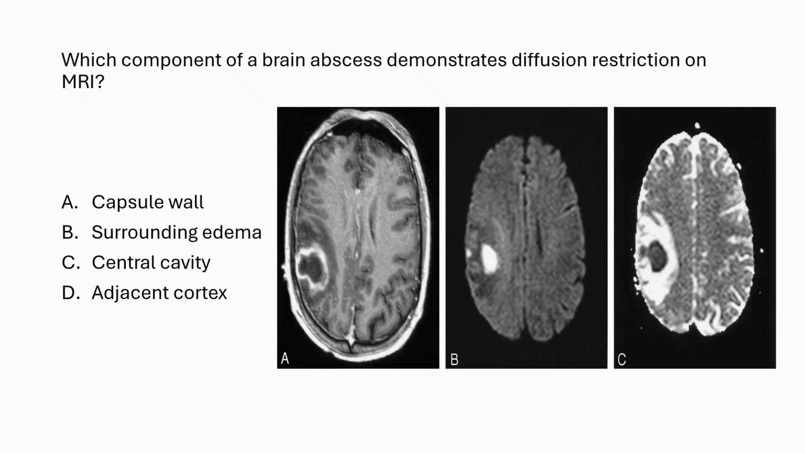Which component of a brain abscess demonstrates diffusion restriction on MRI? So this image shows a ring enhancing lesion with diffusion restriction, DWI high signal intensity and ADC showing low signal intensity. This is called true diffusion restriction. Given options are the capsule wall, surrounding edema, central cavity and adjacent cortex. So the answer is the central cavity. Why? Because of the presence of viscous pus within the central cavity. So this will lead to true diffusion restriction. So this demonstrates the diffusion restriction on MRI. So this is the correct answer.